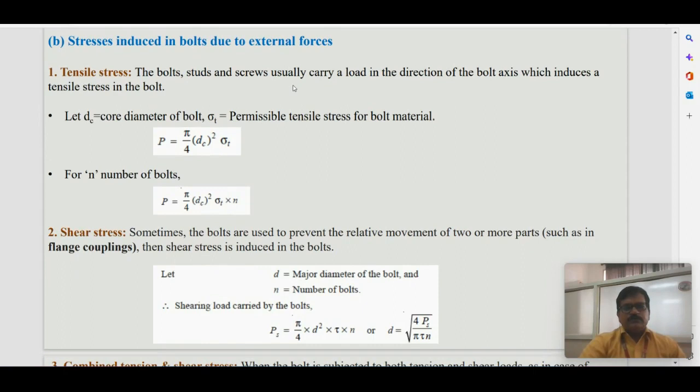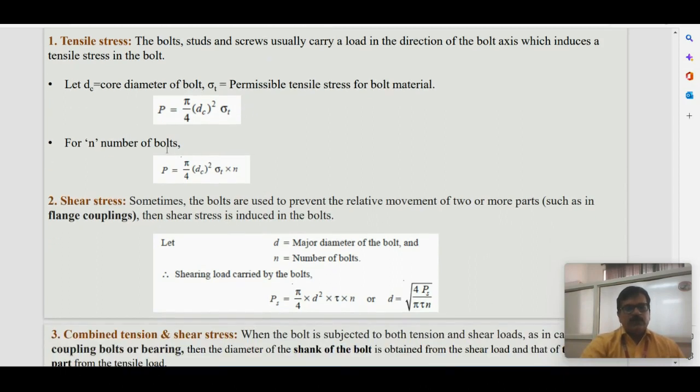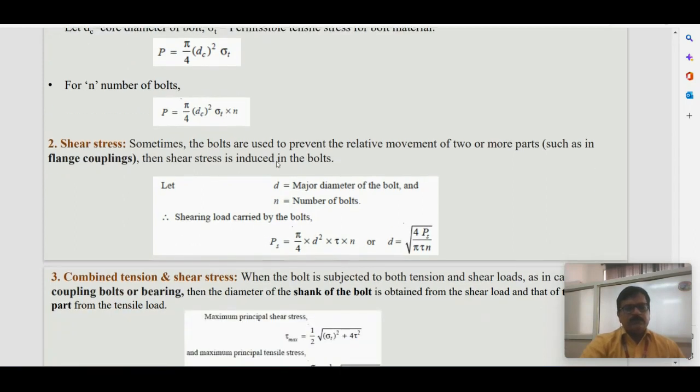The bolt, studs and screws usually carry a load in the direction of the bolt axis, which induces tensile stress in the bolt. So that force induced by the tensile stress is equal to pi by 4 dc square into sigma t. For n number of bolts, it is pi by 4 dc square sigma t into n. Shear stress.